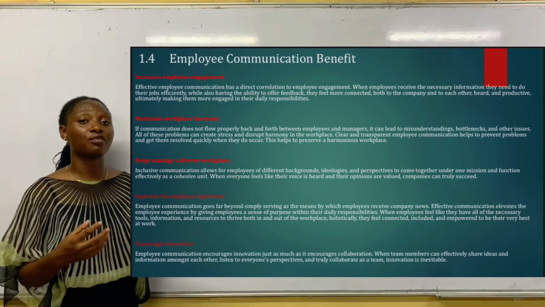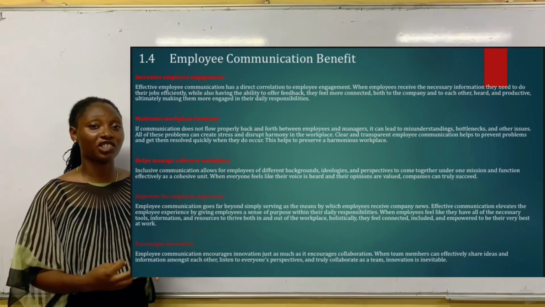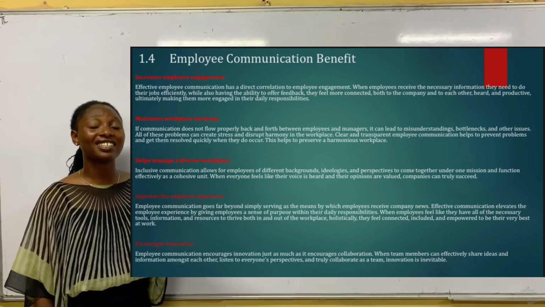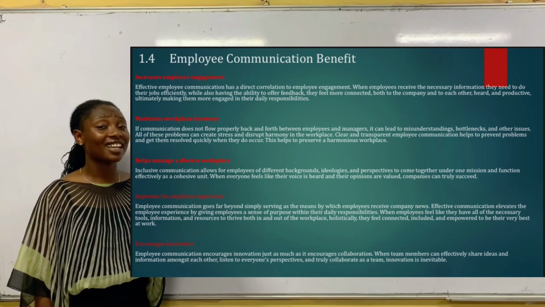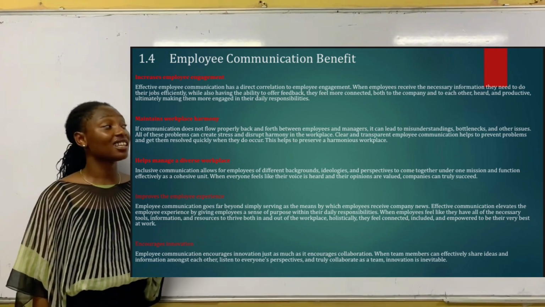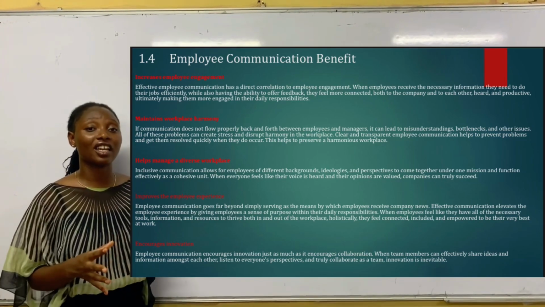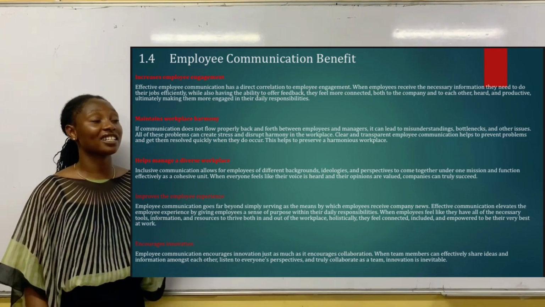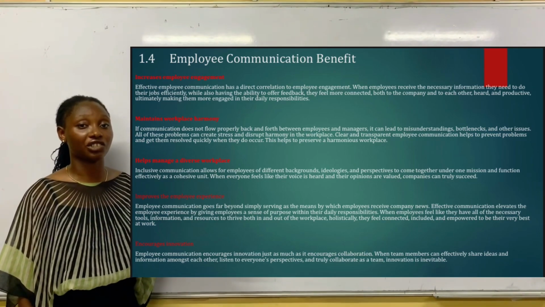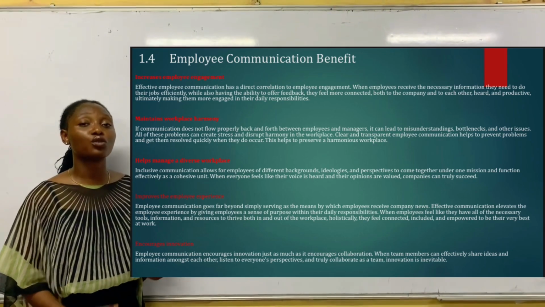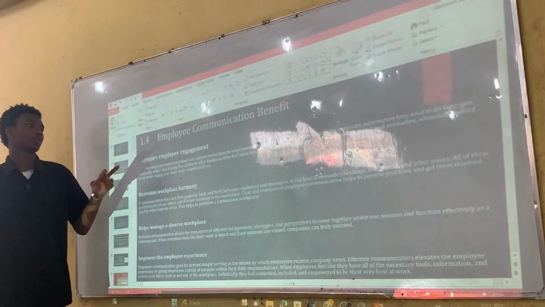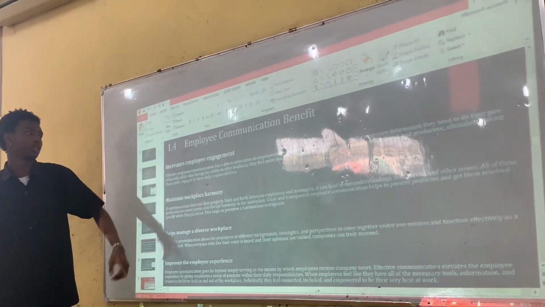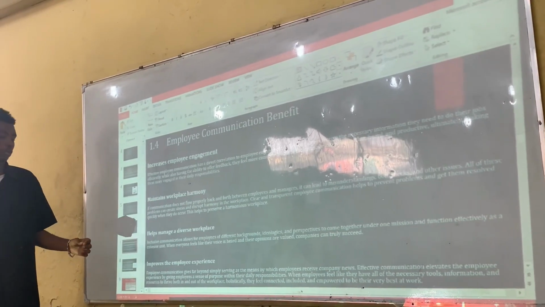When the employees are provided with the necessary information they need to carry out their job and they are able to give feedback, it makes them feel more connected, motivated, and committed to their job. The second benefit is it helps to maintain workplace harmony. Now, when there is clear and transparent information among employees, they are able to work without problem and even solve them if problem arises.